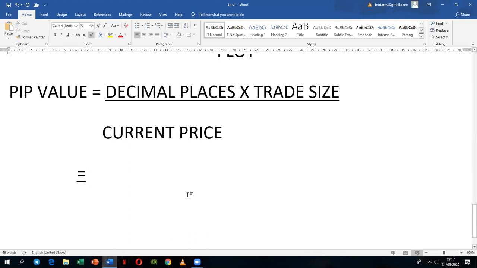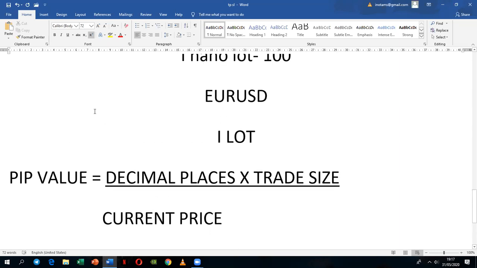So the decimal places, you put them the way they are. Are they like this? Guys, are they like that? One lot is 100,000 units. And then you divide this whole thing. Yes, they are like that. So what was the market price for Euro USD?